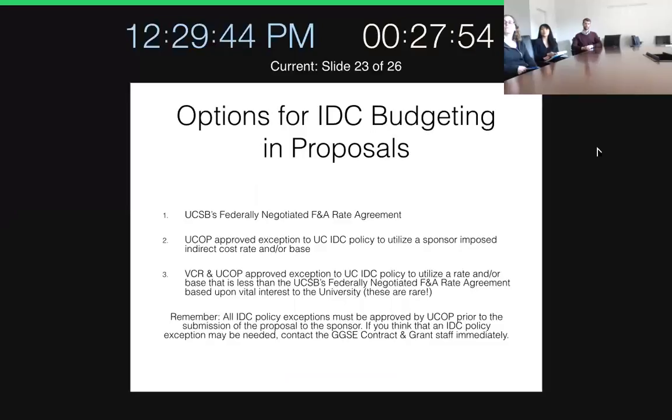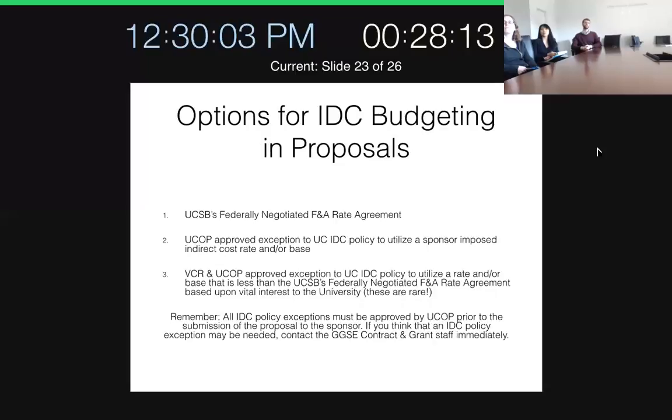And I think what you're alluding to is this right here: essentially we have three options for the way we can budget for indirect costs in a proposal. You can use the F&A rate agreement. You can get an approved exception based upon sponsor policy prior to proposal submission.